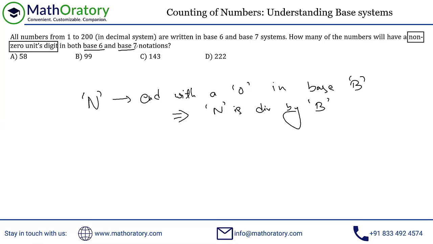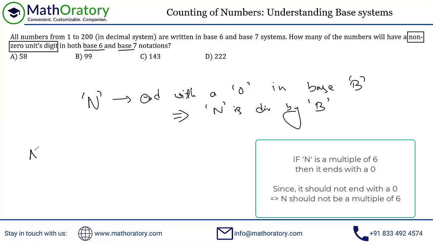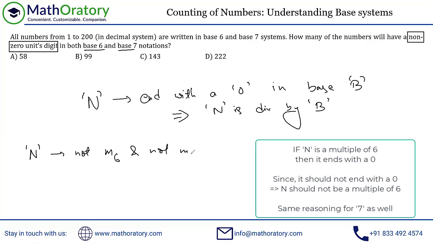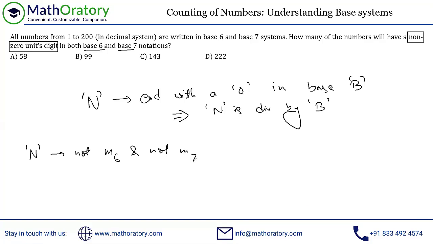But in this case, we are looking for how many of the numbers will have a non-zero unit digit. So, simply put, we are looking for all the numbers n which are not multiples of 6 and not multiples of 7. This is basically what we are looking for. So it should not be a multiple of 6 and it should not be a multiple of 7 as well. So look at the range, by the way. We are looking from 1 to 200 in decimal system. So that's the normal numbers. So from 1 to 200, we're looking for how many numbers are not multiples of 6 and not multiples of 7. So there are a lot of ways to do this.